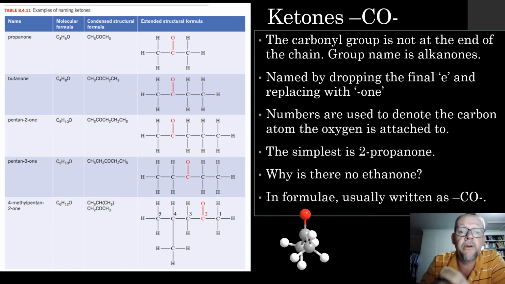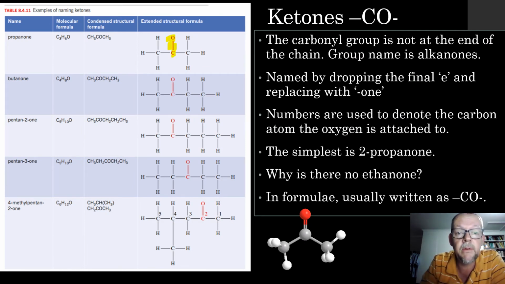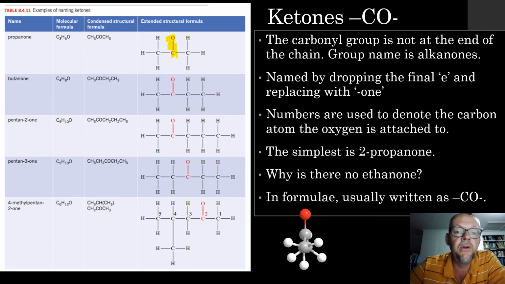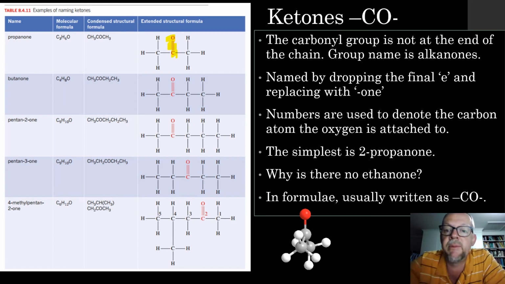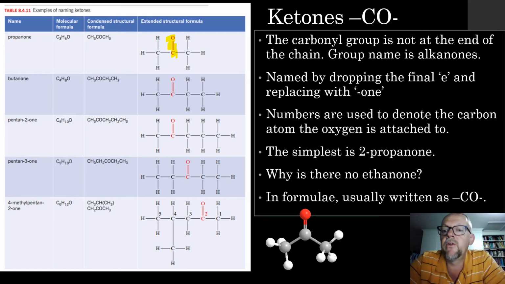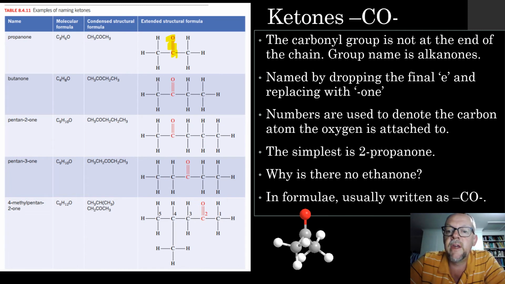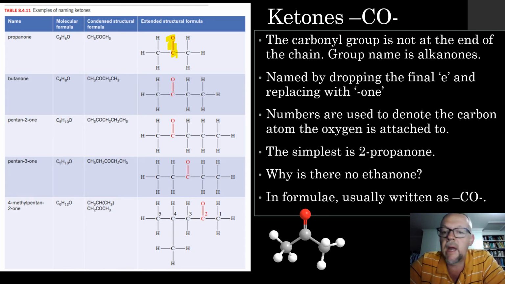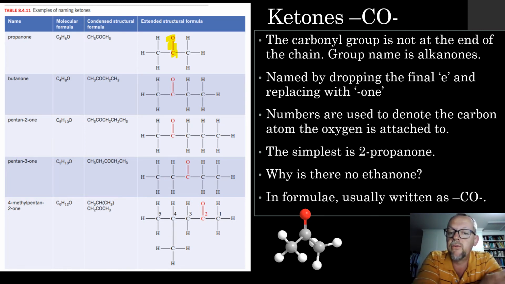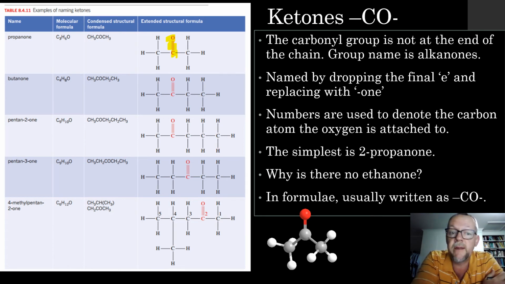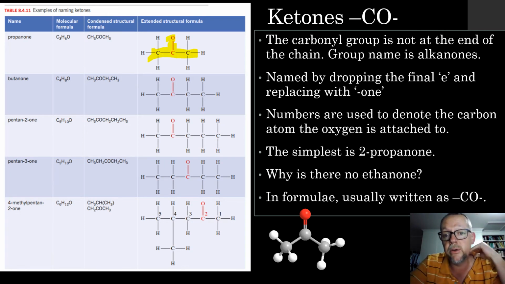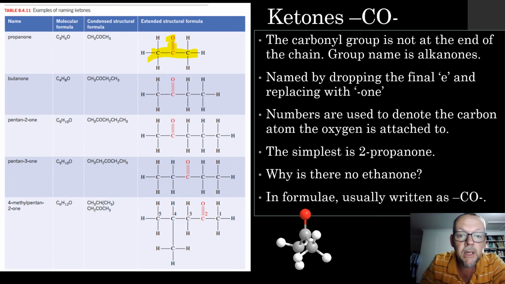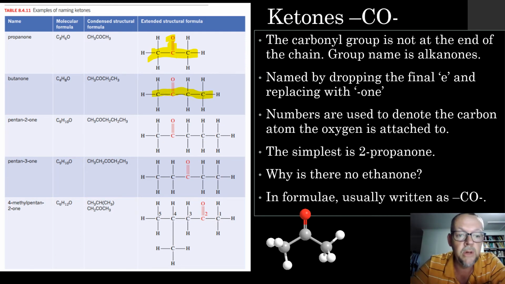Now, ketones are similar to aldehydes, but they're found in the middle. So you can see that they're in the middle of the hydrocarbon backbone, or the carbon backbone. So the carbonyl group is not always at the end of the chain, so these group names are called alkanones. Now, we just name by dropping the final E and replacing it with one. So if I have a look here at my first one, instead of propane, I've got propanone. Instead of butane, I've got a butanone.